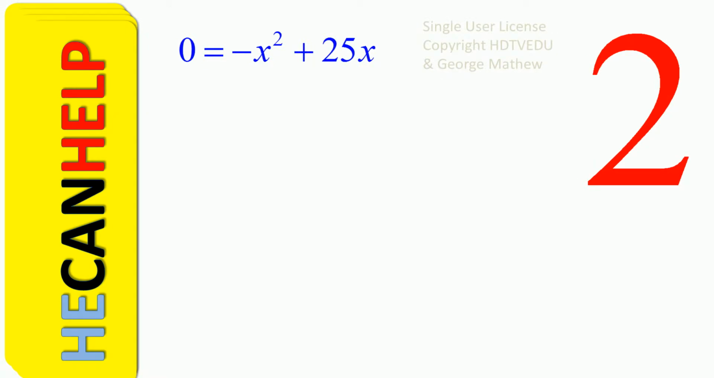So we are given 0 equals negative x squared plus 25x. C is equal to 0. Is the coefficient of x squared positive 1? Answer is no. So what do we do? Divide by negative 1. Divide both left and right sides by negative 1. And that is as good as dividing each term by negative 1.